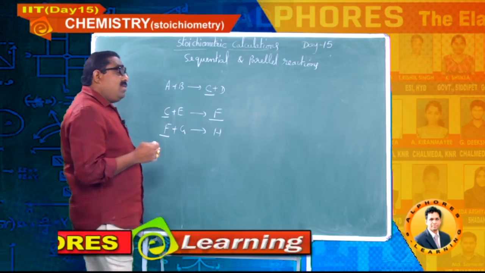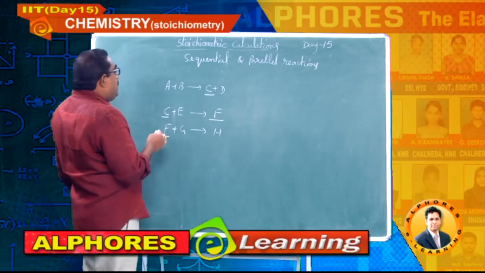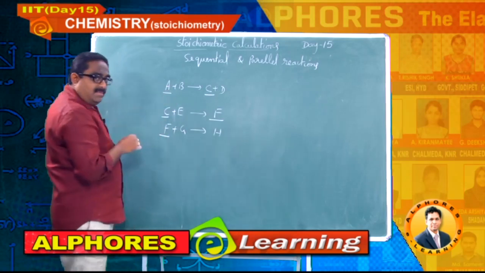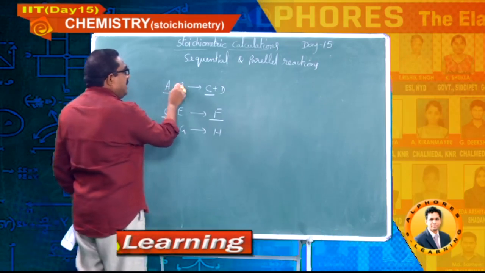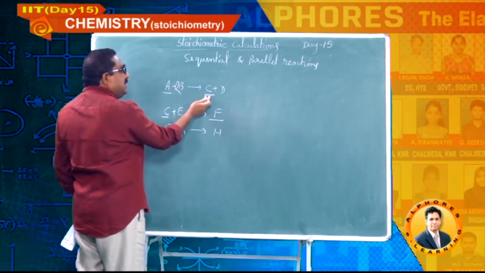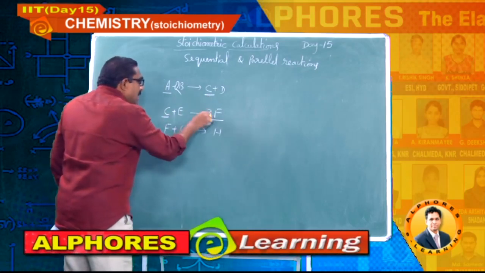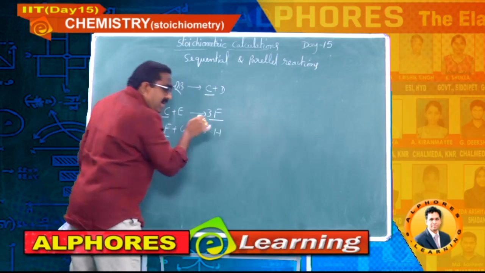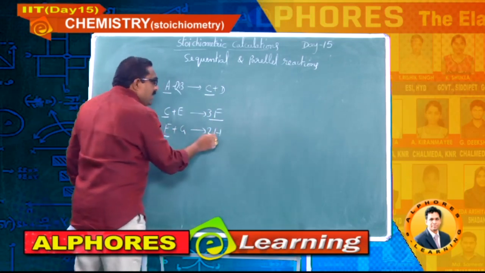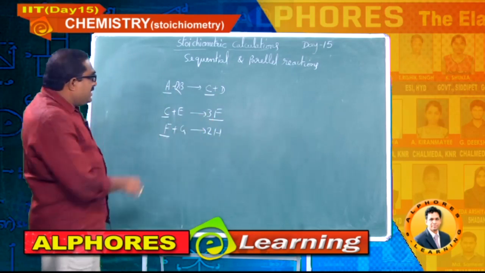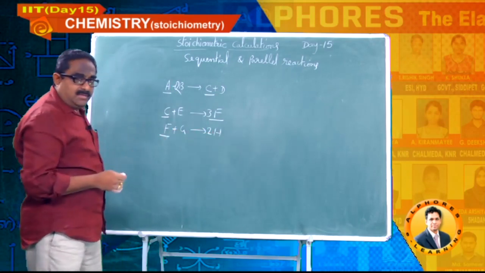Sir, how will you get the numericals based on this? Yes. If you are given A, for example, from the data of A, based on the balanced chemical equation, you can calculate the moles of C. So you can substitute the moles here and you will get the moles of F. And the moles of F you substitute here, and based on that you can calculate the moles of H. This is one way of doing it, beginning with the first reactant and ending with the final product.